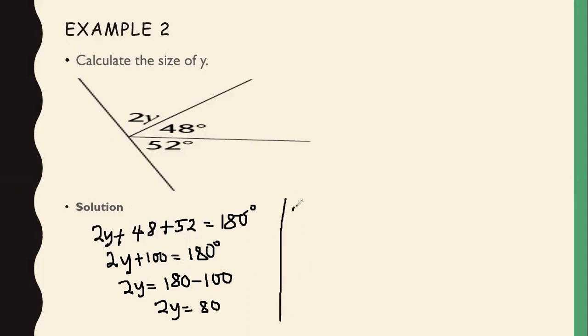Then we need to divide both sides by 2 to get y. 2y over 2 will be equal to 80 over 2, right? So when these two cancel these two, y will now give you 80 over 2, which is 40 degrees. So the value of y here is 40 degrees. Then the next thing is we need to go over to the next example. I believe this is clear, right?